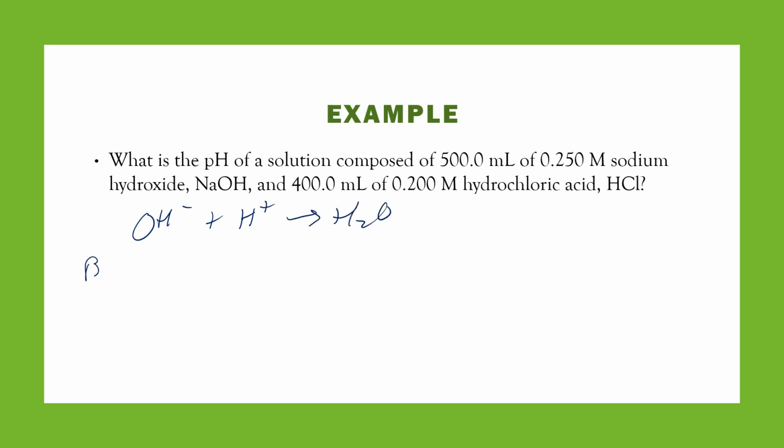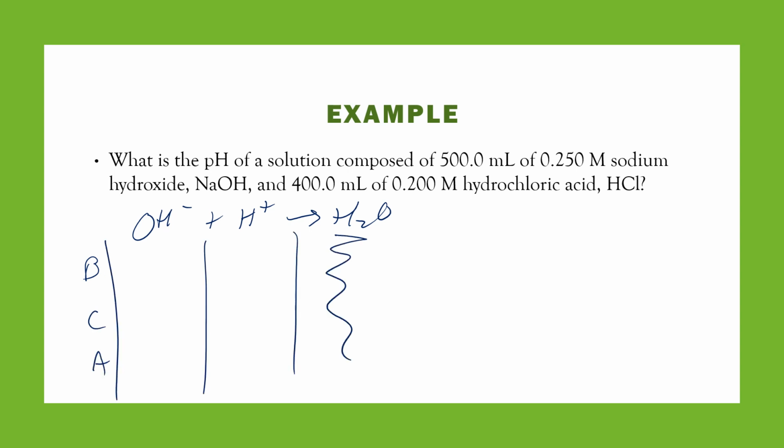And so for my BCA chart, because it's a reaction here, I don't need to include water, that's a liquid, but I need to go ahead and calculate my moles to begin with. For the base, the 0.5 liters times 0.25 molar is 0.125 moles. And for the acid, the 0.4 liters times 0.2 molar, 0.08 moles. So whichever one's smaller gets completely used up. So the acid gets completely used up.